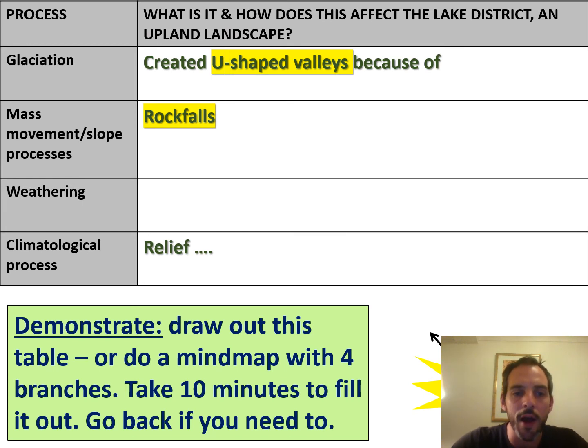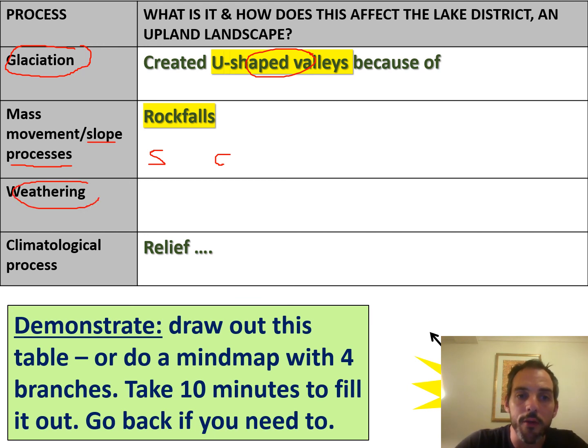Okay, what I'd like us to do now, please, is to draw out this table. This is a way of summarizing the 4 different things that we've talked about. All we have to do is consider 4 different processes. First one was glaciation. What has it created? U-shaped valleys, and explain why, or just give a brief summary. Second thing is mass movement, also known as slope processes because they happen on a slope. So we had rock falls. We also then had soil creep, and what I'd like you to do is just to add some detail in there, and then we're going to see what you've remembered.